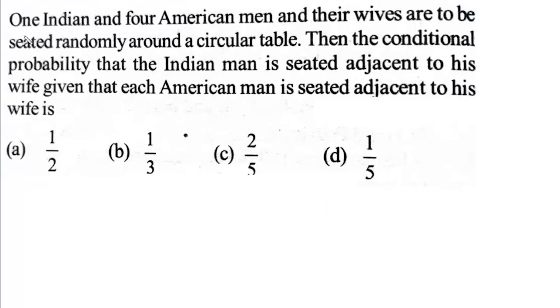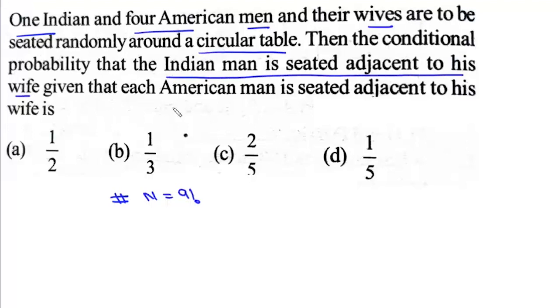Now here the question is, 1 Indian and 4 American men and their wives are to be seated randomly around a circular table. Now the total number of ways of distributing these 10 people on a circular table is given by factorial 9. Now we need to find the conditional probability that the Indian man is seated adjacent to his wife, given that each American man is seated adjacent to his wife. Say this event is I and this event is A.